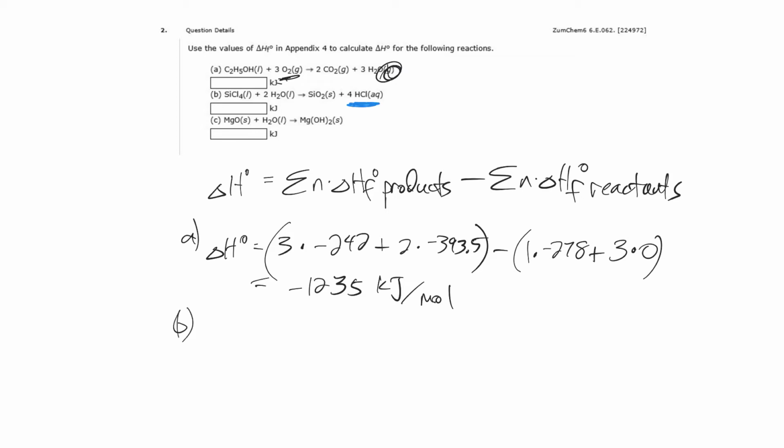Okay, part B is the tricky one. If you try looking up aqueous hydrochloric acid, you won't find it in Appendix 4. And the reason is aqueous hydrochloric acid never exists as intact molecules. It's a strong acid. Strong acids, when dissolved, are completely broken apart. So you could think of this as, instead of hydrochloric acid, you actually have 4 hydrogen ions and 4 chloride ions. Let's rewrite the equation with that in mind, and then we can look up the numbers in Appendix 4.